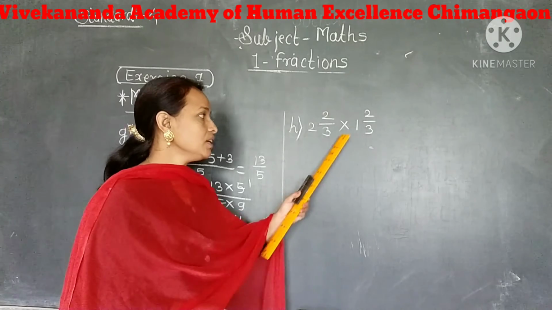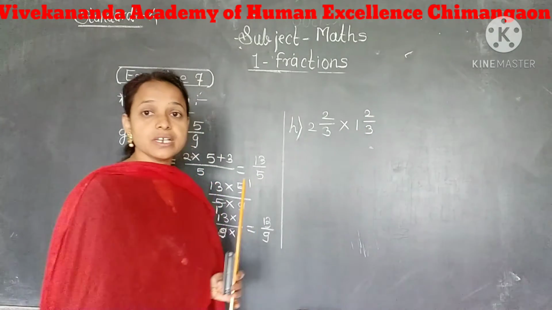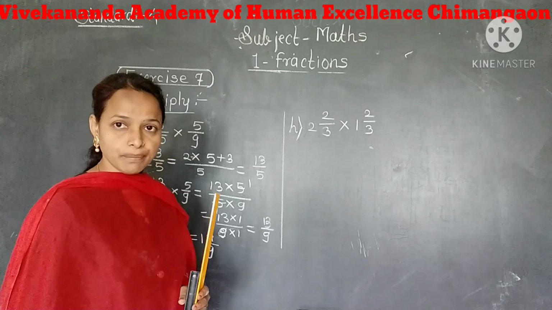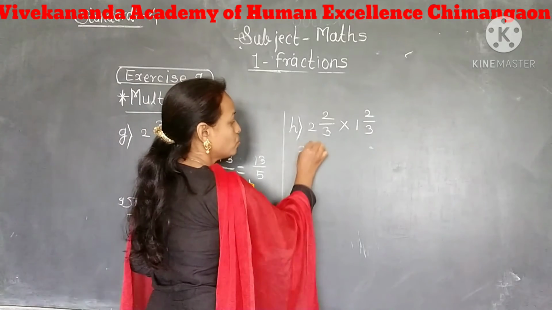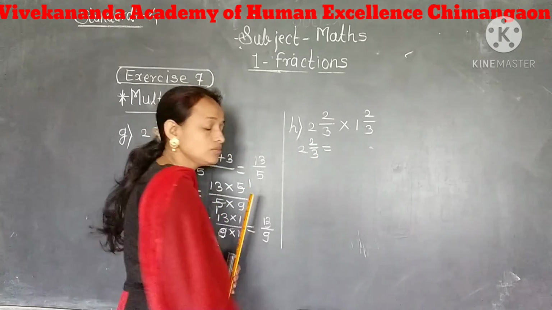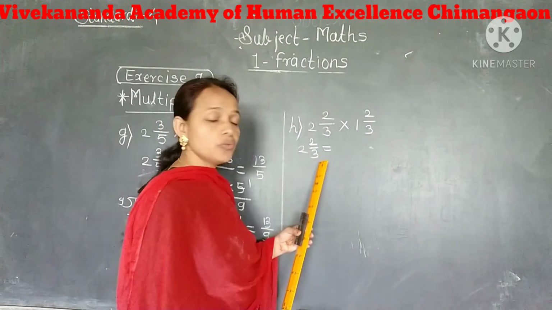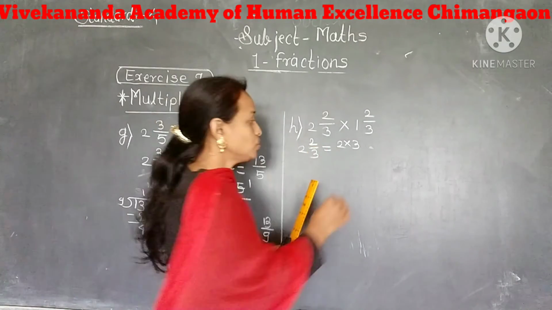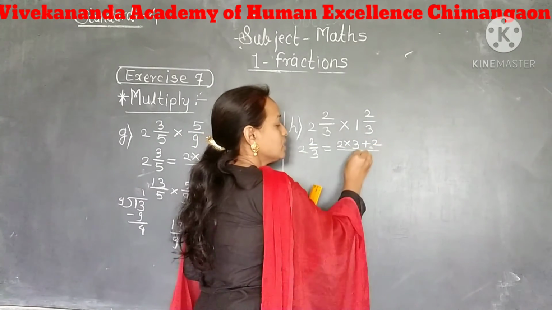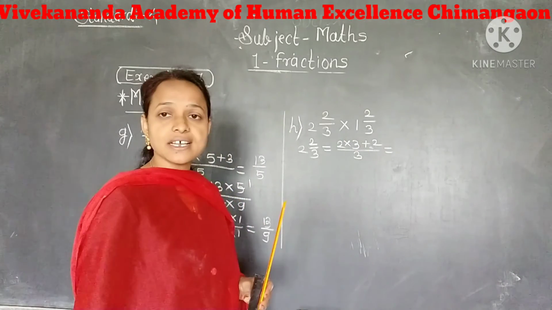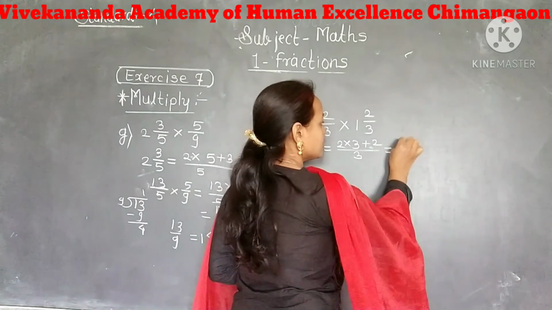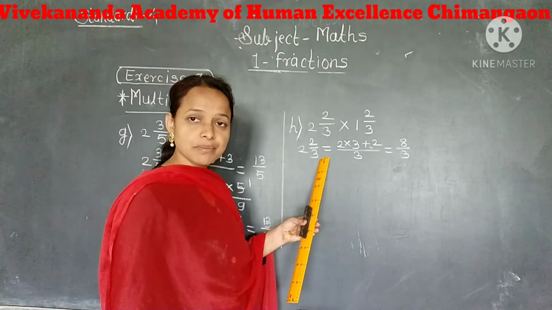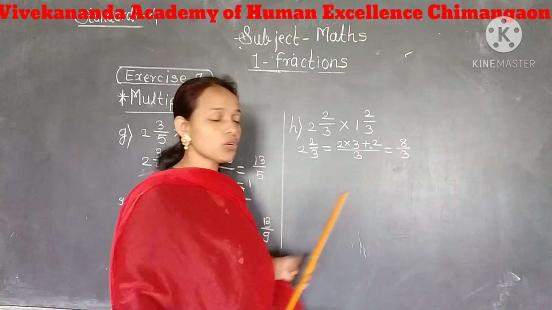Now we will solve the next example. 2 2/3 multiplied by 1 2/3. Now these are both mixed fractions. So we will convert them into improper fractions. See the first fraction 2 2/3. So we multiply the whole number 2 with the denominator 3. 2 multiplied by 3 and add 2 upon 3. 2 3s are 6. 6 plus 2 is 8. 8/3. Now here we converted the mixed fraction 2 2/3 into the improper fraction 8/3.